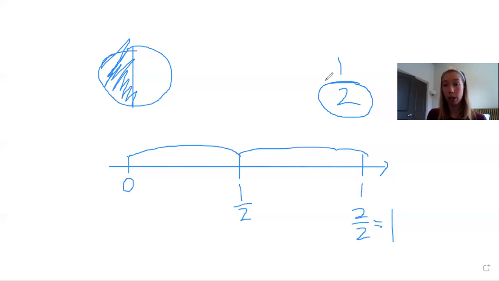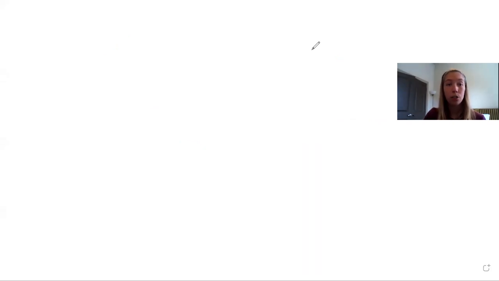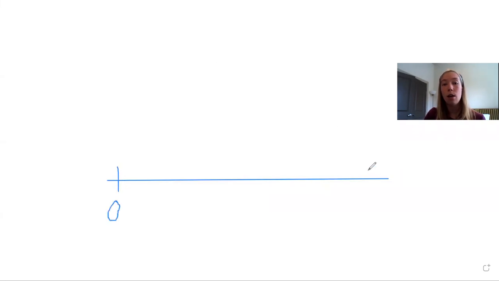How about you guys try writing this in your journal? We're going to draw a number line, make it a straight line, and then we're going to section it off. We're going to have our whole numbers be 0 and 1. And we're going to try to find 1/4 on this number line.